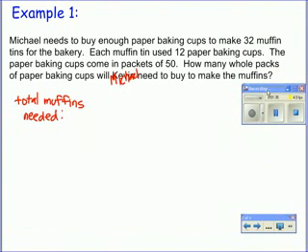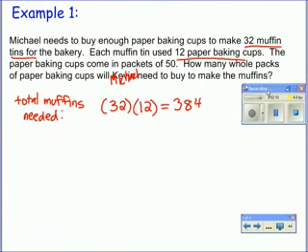So we know that there's 32 muffin tins that they need, because it tells us right here that they need 32 muffin tins for the bakery. If each tin uses 12 paper baking cups, we know that each tin makes 12 muffins. So we are going to multiply 32 times 12 to see how many muffins in total that they need to purchase. So 32 times 12 is 384, and I'm going to write down muffins needed.